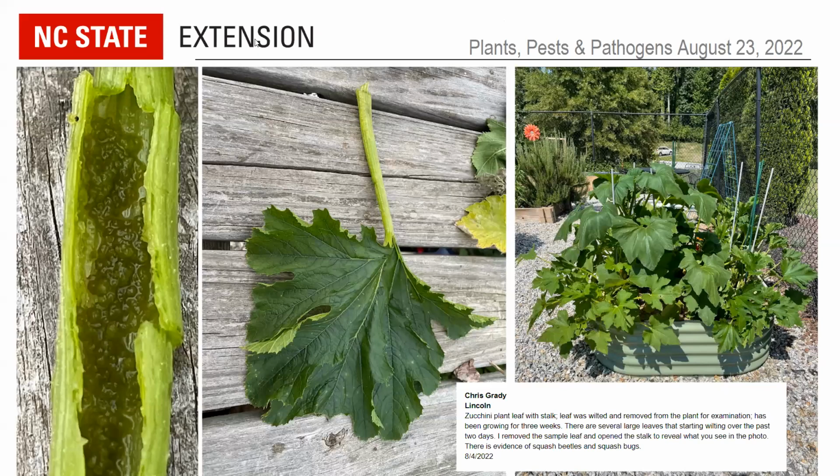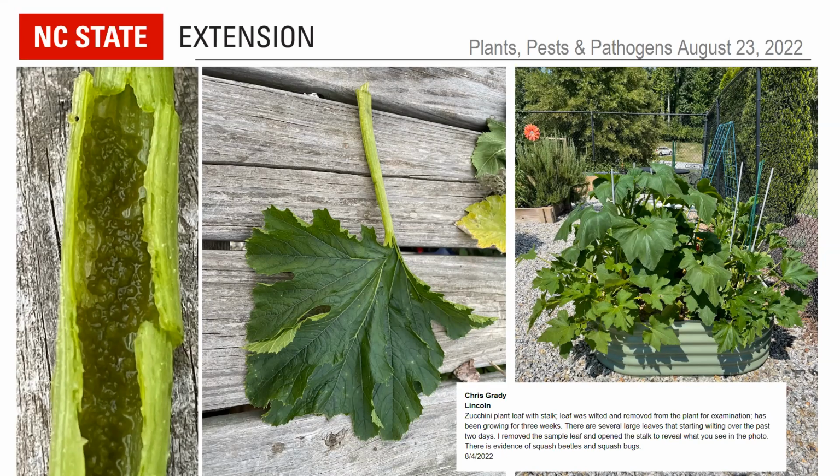Okay, this next one I can introduce, although both Mike and I think we'll probably talk about this. It's from Chris Grady in Lincoln County. Zucchini leaf plant, leaf with stalk. The leaf was wilted and removed from the plant for examination. It has been growing for 3 weeks. There are several large leaves that started wilting over the past 2 days. I removed the sample leaf and opened the stalk to reveal what you see in the photo.